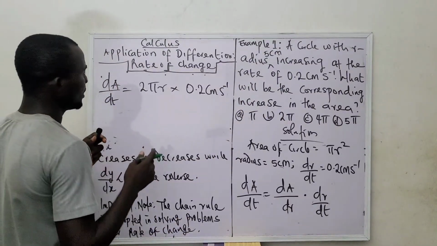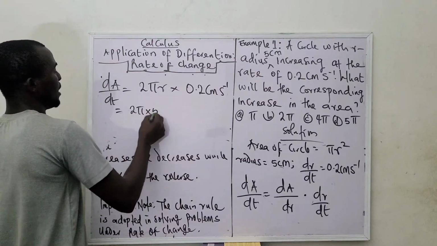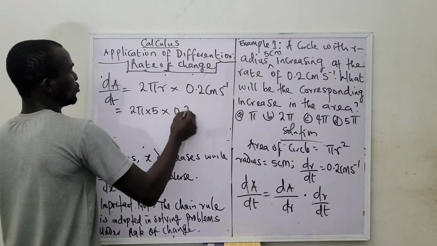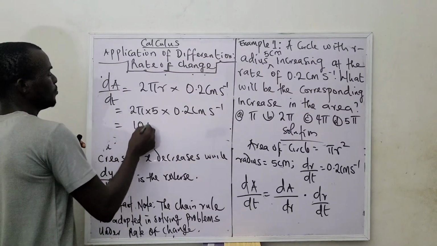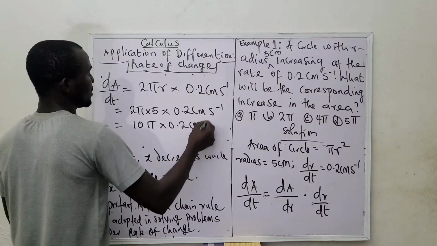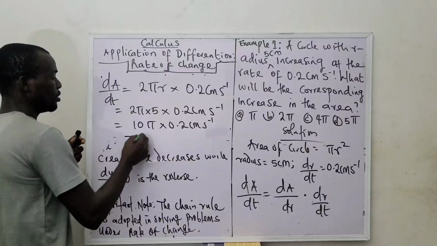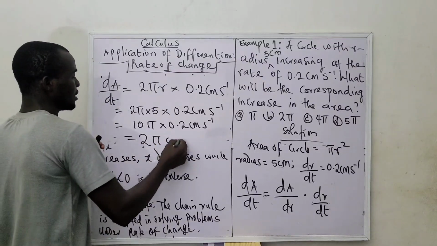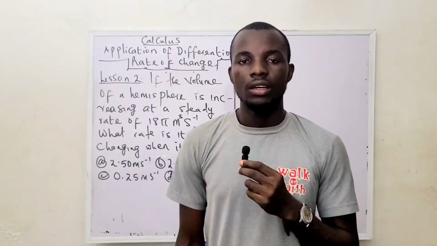Now, look at this. We have our radius here. That will be 2 pi times 5 times 0.2 centimeter per second. This is 10 pi times 0.2 centimeter per second. 10 times 0.2 is just 2. So this is 2 pi centimeter squared per second. So that will be our answer.